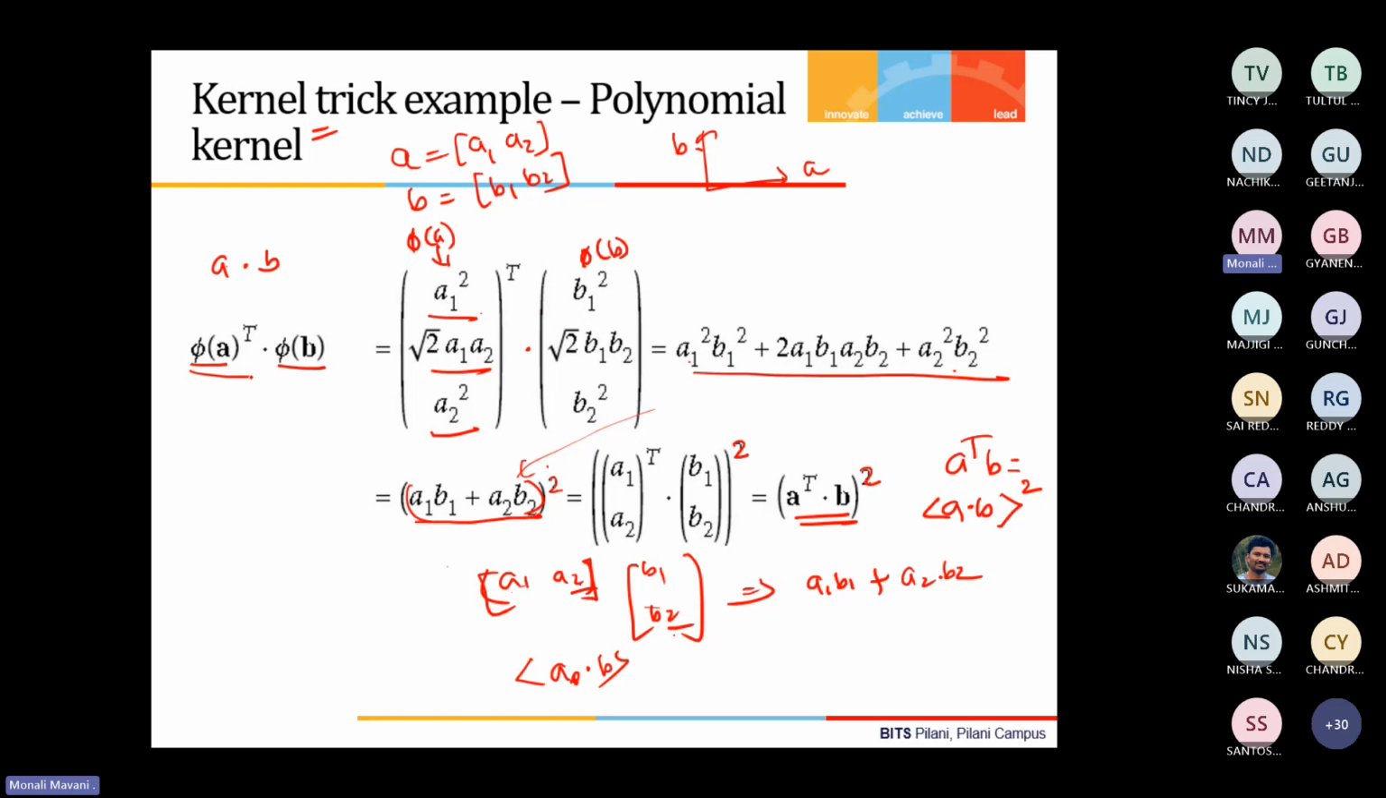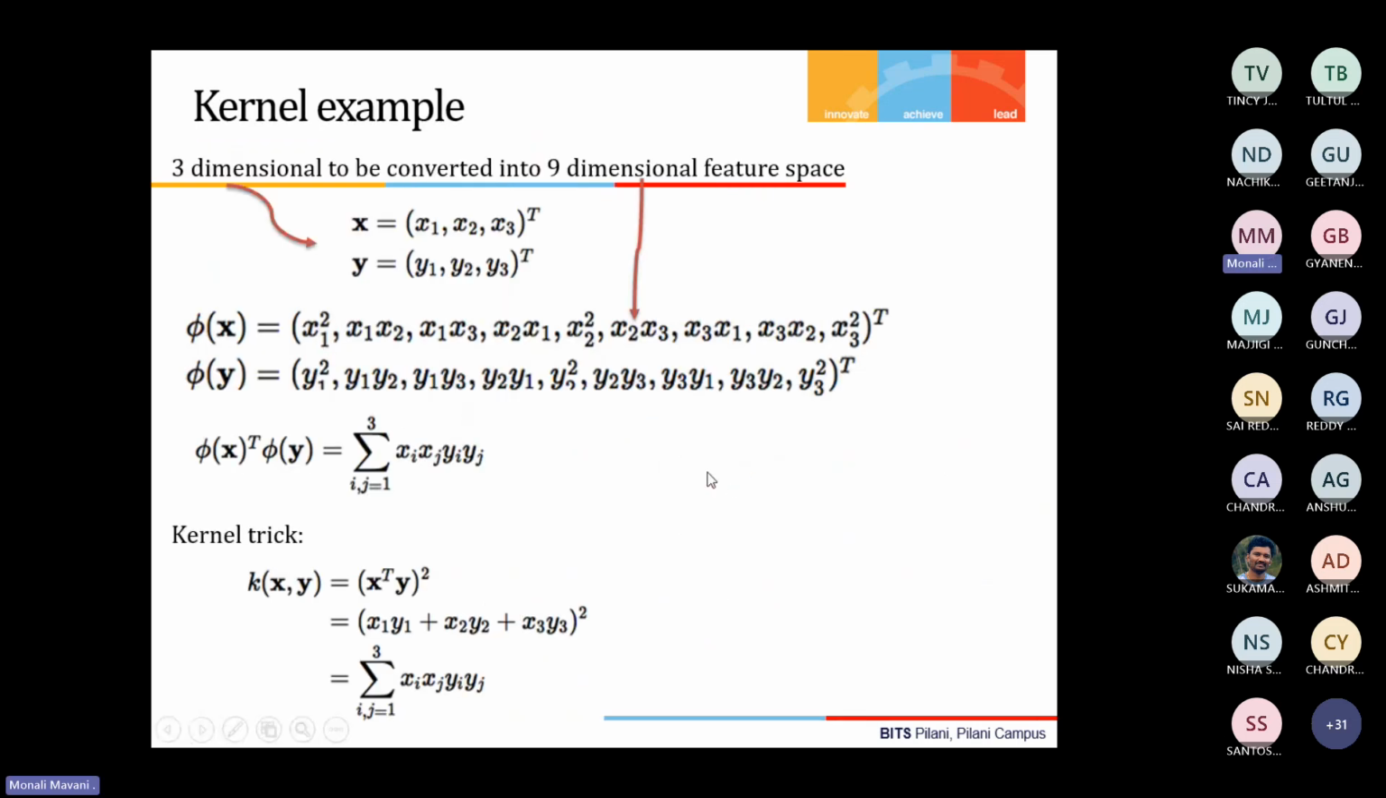Now what is the similarity between these two? The left equation performs the dot product in a high dimensional feature space, but we can reduce it to performing the dot product in the original input space and squaring it. So this becomes our kernel function.